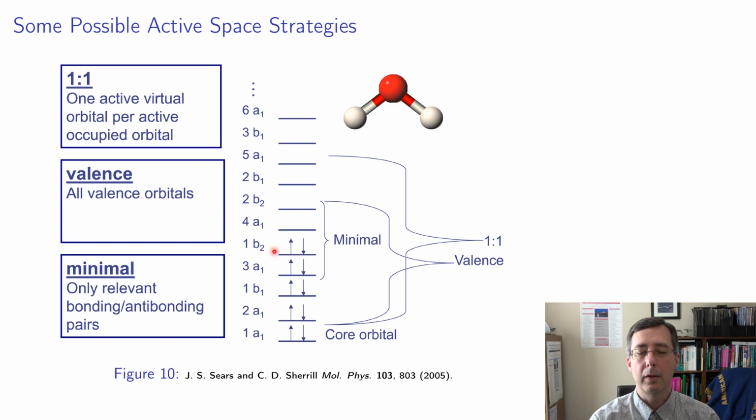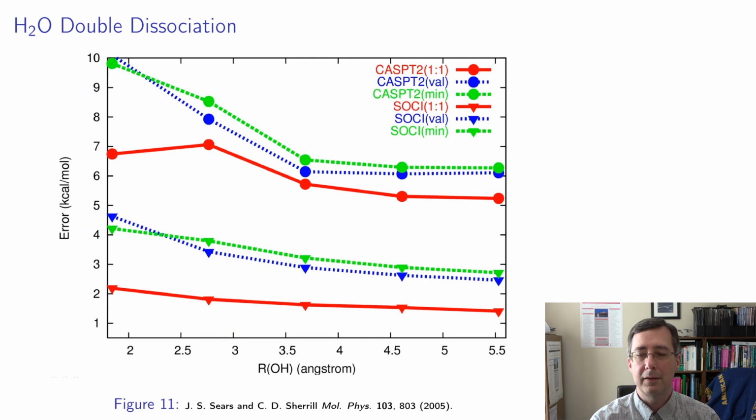So that one's the smallest choice. It has 4 orbitals compared to larger numbers for some of the other ones, up to 8 orbitals for the one-to-one. We did a little study in 2005 looking at some multi-reference methods to see how effective they are with these different choices. I'll outline some of the results really quickly.